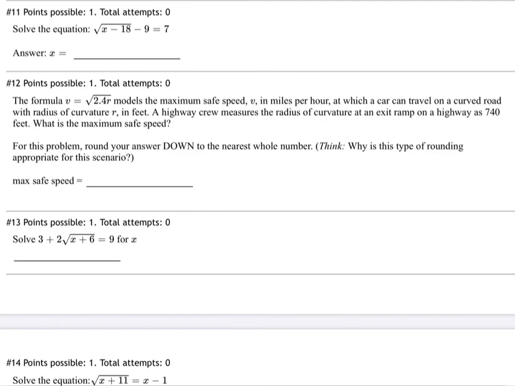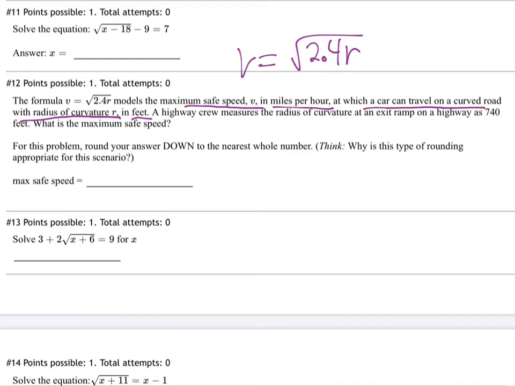Back to number 12, a word problem. This will be another easy one. V equals the square root of 2.4r. It says this is the formula for the maximum safe speed v, velocity again, in miles per hour, at which a car can travel on a curved road with radius of curvature r in feet.